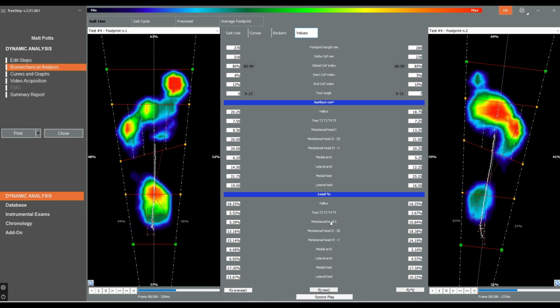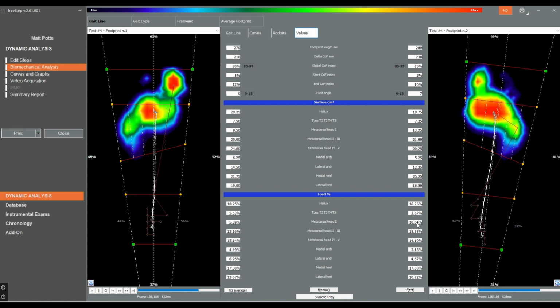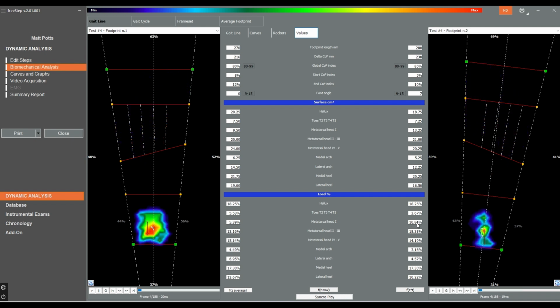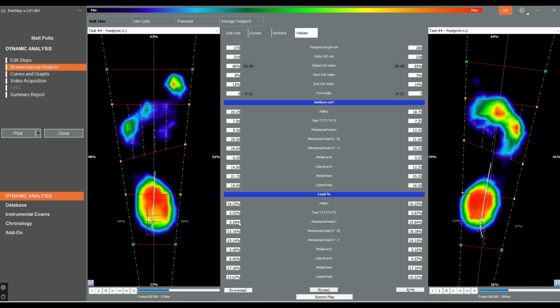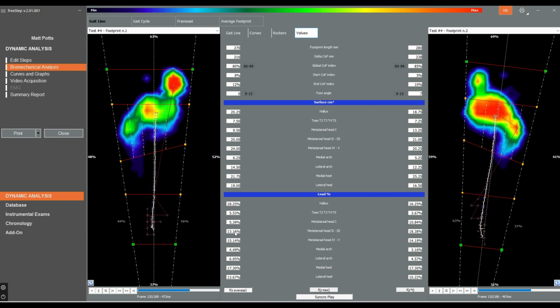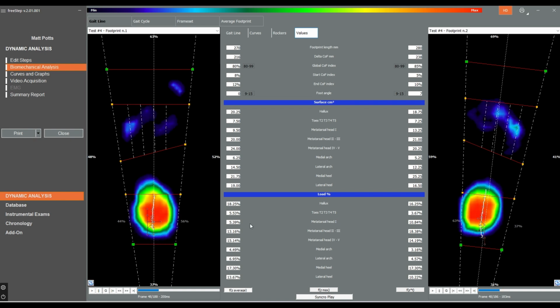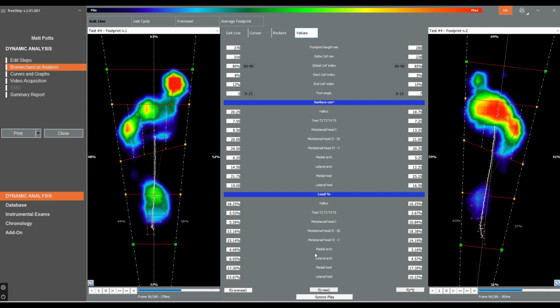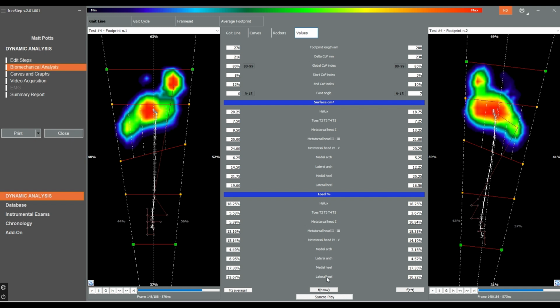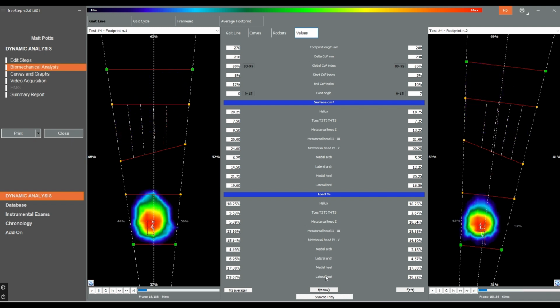When we look at the metatarsal heads, there's a much higher percentage on the right-hand side as there is on the left. A few percent difference on the metatarsal heads of 2 to 3. So it's the first metatarsal head that's an issue. And then you can go down seeing which ones are different. There is a slight difference on the lateral heel as well.